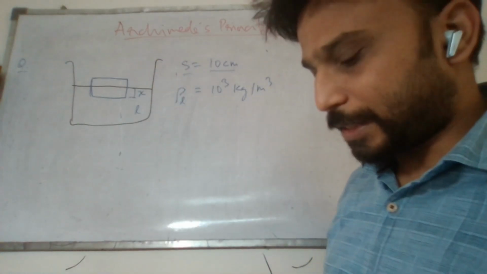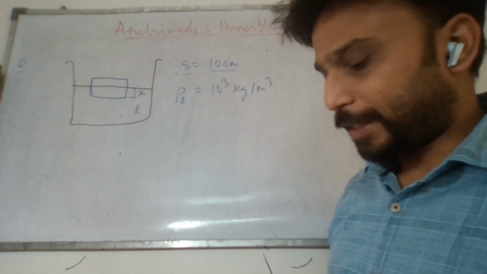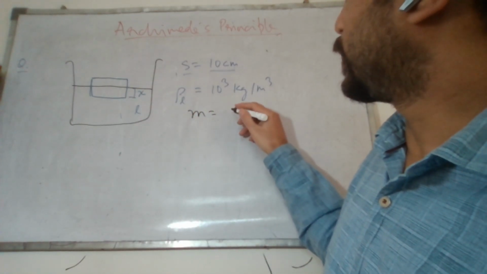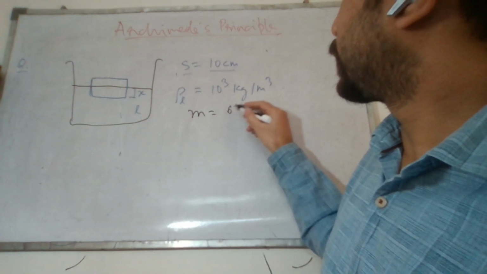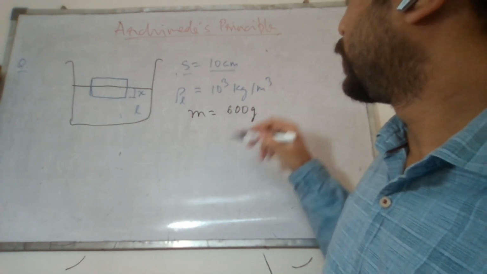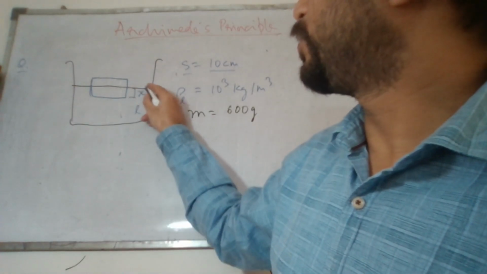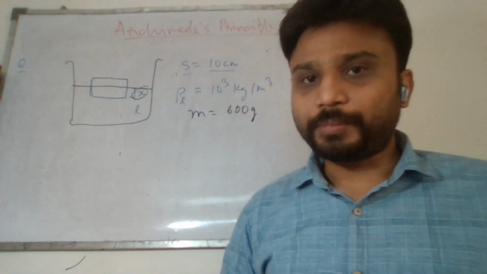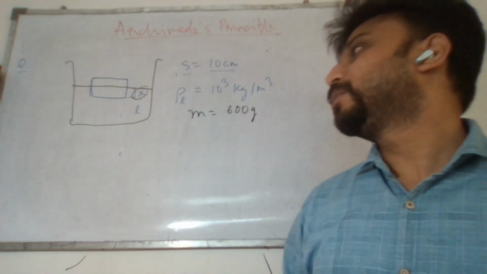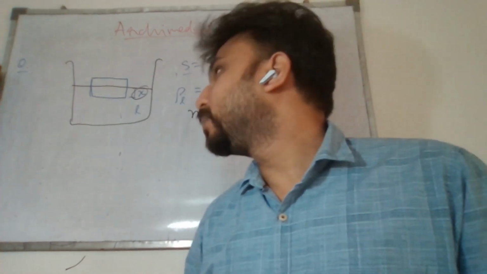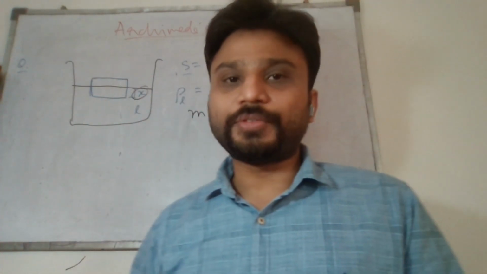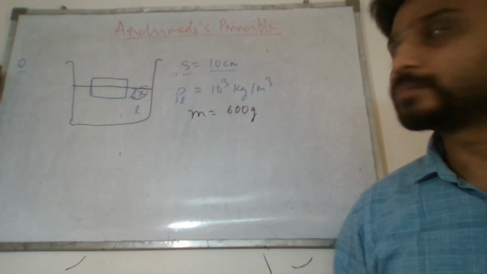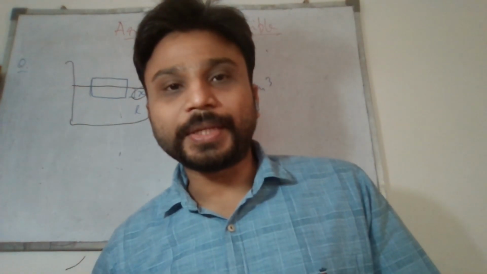Side of the cube is 10 centimeter, and the mass of the cube is 600 grams. So we have to find the height of the body immersed inside the liquid. Let's say that height is some x. So we have to find x only. So how do we do that?